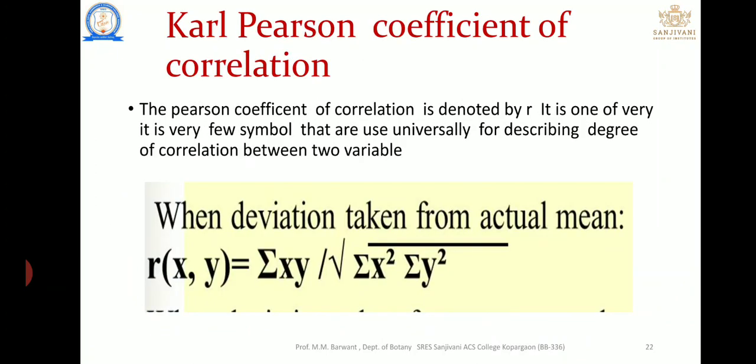Karl Pearson, the scientist who studied correlation, determined the formula: rxy is equal to the summation of xy divided by the square root of the summation of x square into the summation of y square.